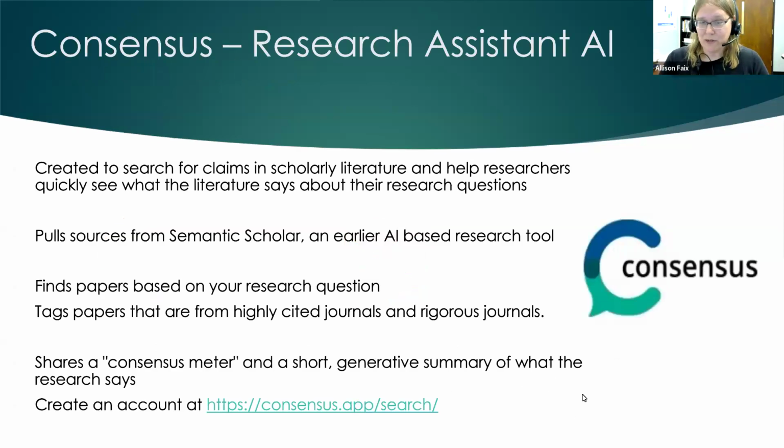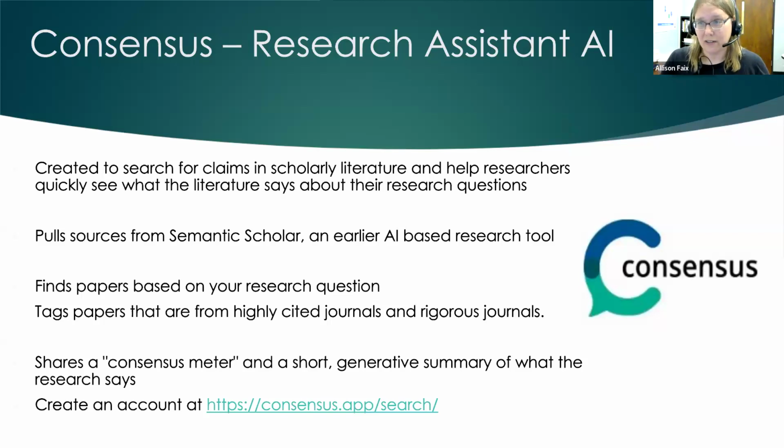So we have 3 different ones that we wanted to talk with you about. And these are things that we have shared with students and with faculty and have been exploring the use of. One is Consensus Research Assistant AI. So this one has a free version and a paid version, but you can do a lot of things in the free version. It was created to quickly help researchers find claims in scholarly literature, help them answer what scholarship says about their research questions.